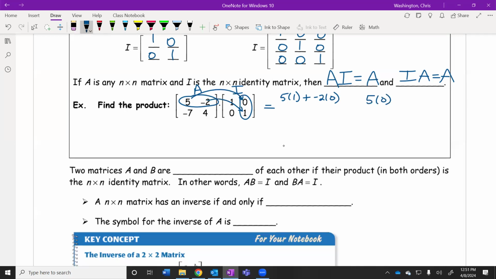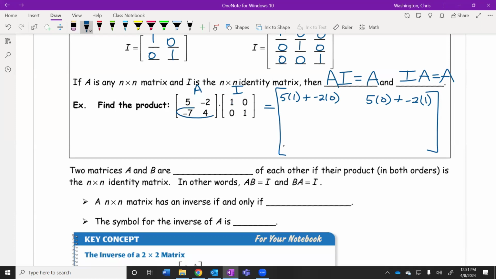And the -2 times 1. So plus -2 times 1. And that's the second column. First row, second column. So that's why it goes in the first row, second column of our answer matrix. And then we're done with the first row. Like, hey, I've multiplied the first row by every single column.